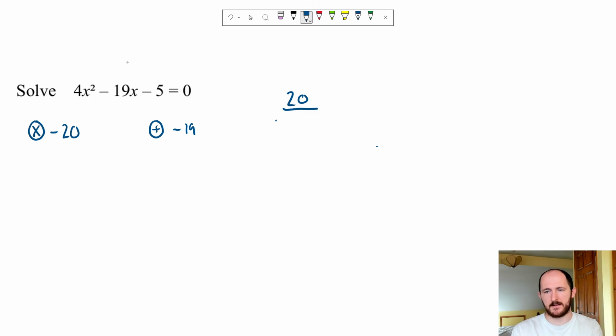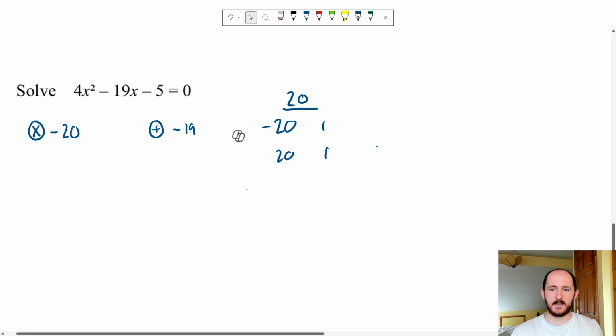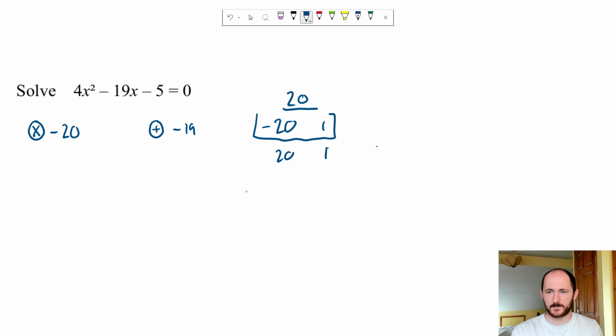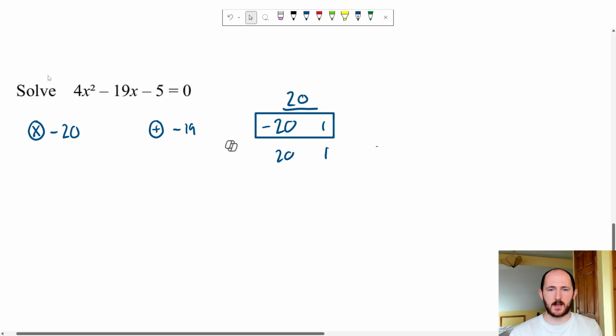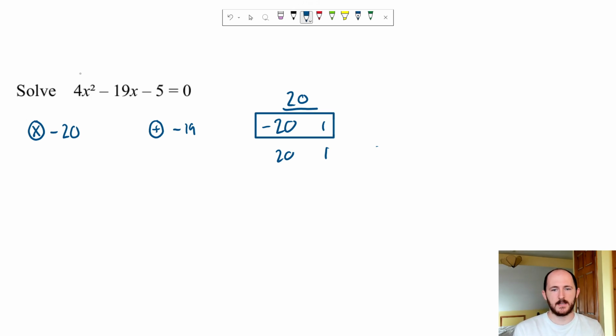So for example, we have 20 and 1. So if we make one of them negative, I'm going to write it twice. If I make it negative 20 and 1, that does add to negative 19, so it is the first one. The next step is you write both of these numbers over the coefficient of x squared. So I have negative 20, the negative is important, over 4, and we also have 1 over 4.